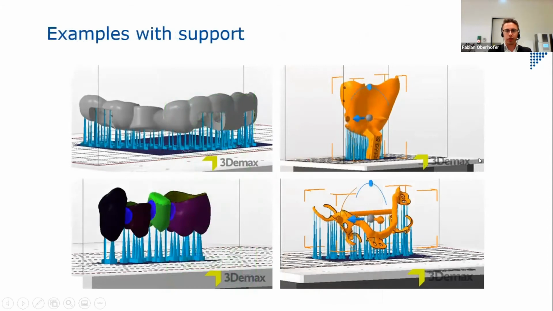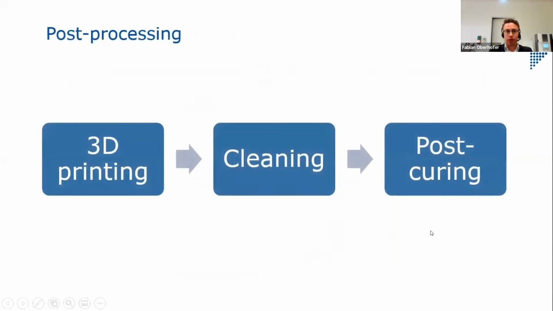Here you can see a few examples of different dental printing objects which are supported, like trays, crown and bridge, surgical guide, or castable framework. When the printing is finished, we have to do some post-processing, which goes first into the cleaning process, and after this we have the post-curing process. I will show this to you later on.